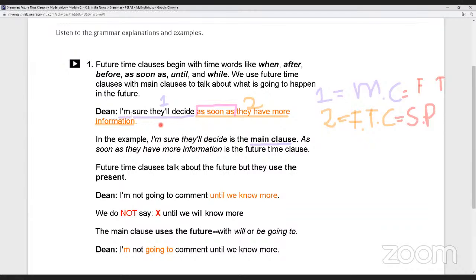Okay, so again, I have two clauses, right? The future time clause and the main clause. This is the other curious part: in the main clause, I'm going to use the future structure. What is it? I could use will, or I could use be going to.